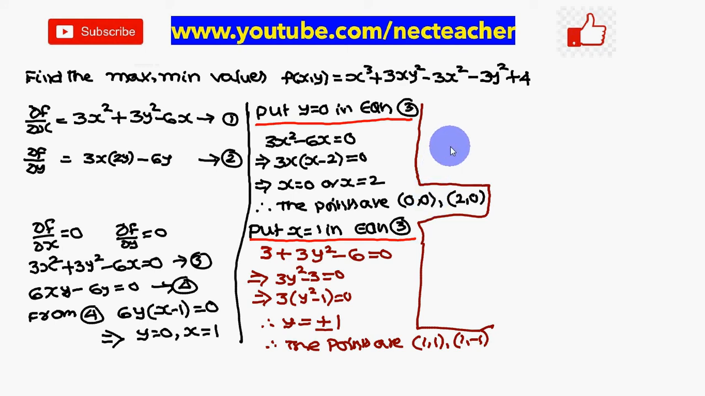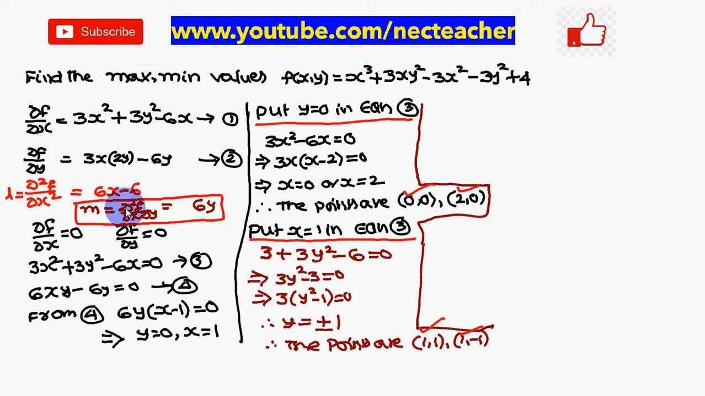So what is the formula for that one? Ln minus m square. What does L stand for? Dou square f by dou x square. So for dou square f by dou x square, this equation 1 again you differentiate with x, you will get 6x minus 6. Similarly m, that is dou square f by dou x dou y. Already dou f by dou y is there, that one you differentiate again with x, you will get 6y. Similarly n means dou square f by dou y square, this second equation you differentiate again with y, you are going to get 6x minus 6.